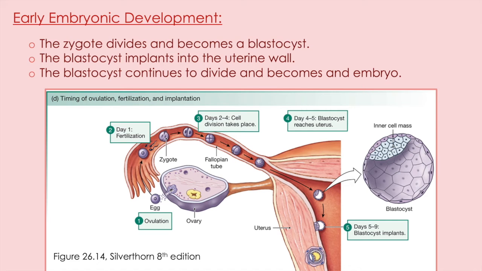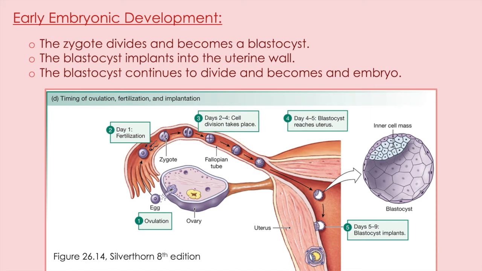The inner cell mass of the blastocyst will become the embryo and the other 3 extra-embryonic membranes. The other 3 extra-embryonic membranes are the amnion, which secretes amniotic fluid where the developing embryo floats, the allantois, which becomes part of the umbilical cord that links the embryo to the mother, and the yolk sac, which degenerates early in development. The blastocyst implants into the uterine wall about 7 days after fertilization.